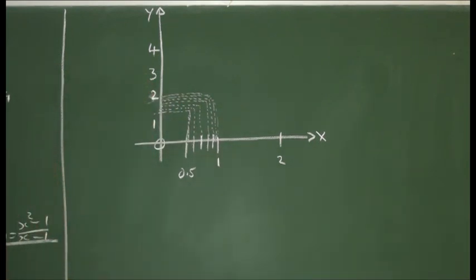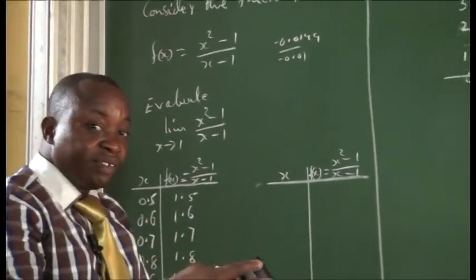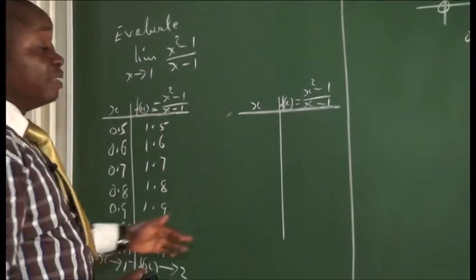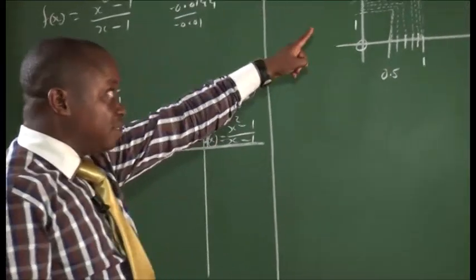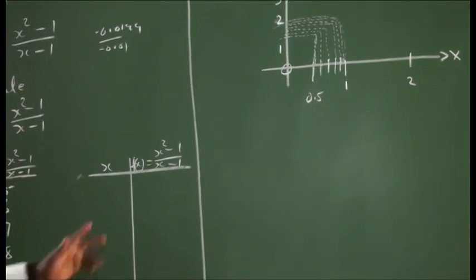Now, if we say 1.999999, anyhow we want to take it very close to 2. And then you see that the value of f of x cannot exceed 2. That is when x is approaching from the left.